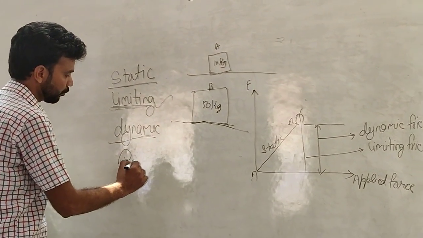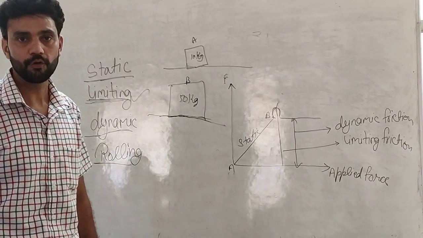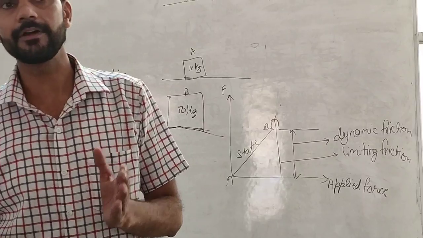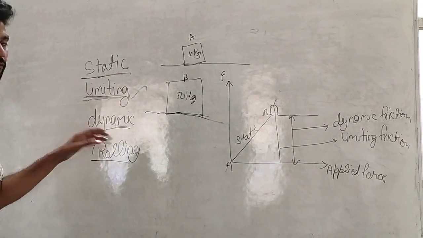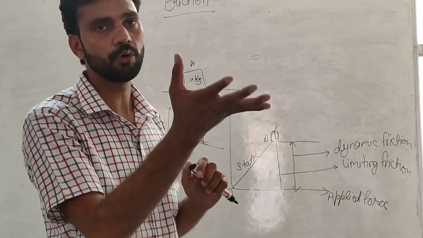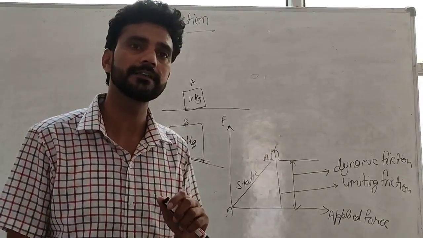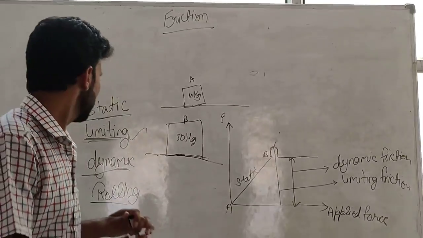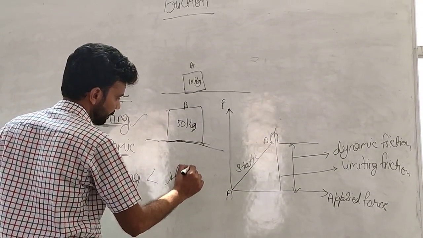Now we will discuss rolling friction. A frictional force which is exerted when an object rolls on any surface is known as rolling friction. Suppose when we push a ball on the ground, the ball rolls on the ground, so in that case we will consider rolling friction. Rolling friction is always less than sliding friction.